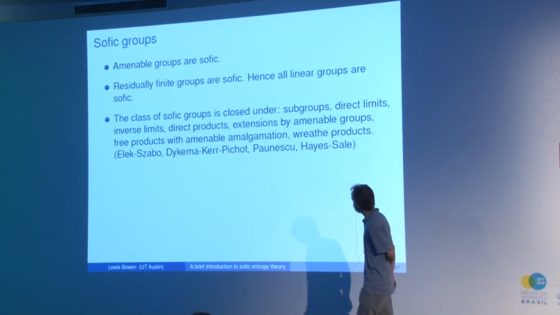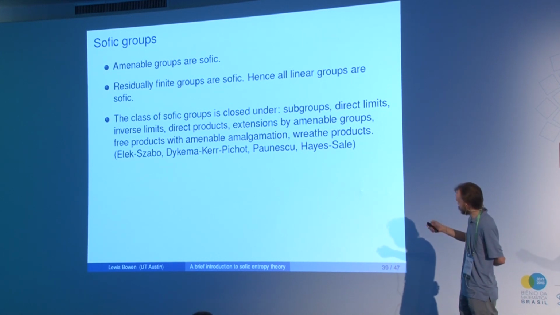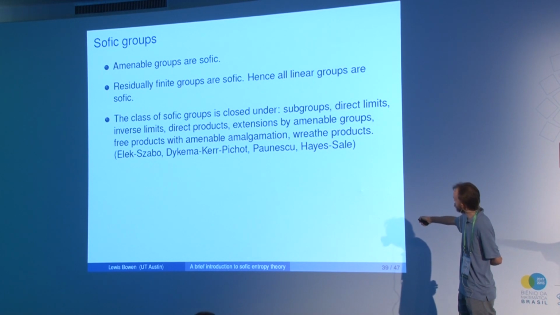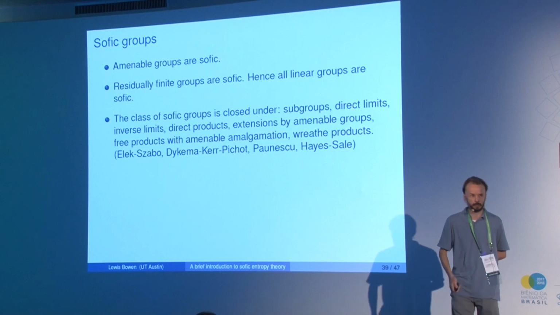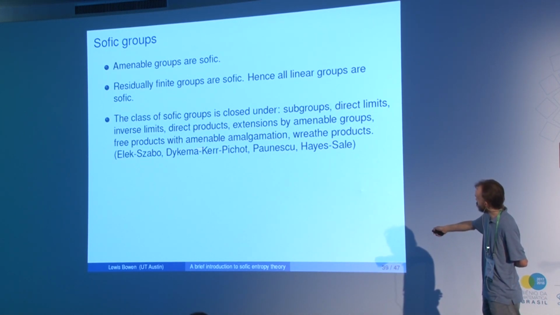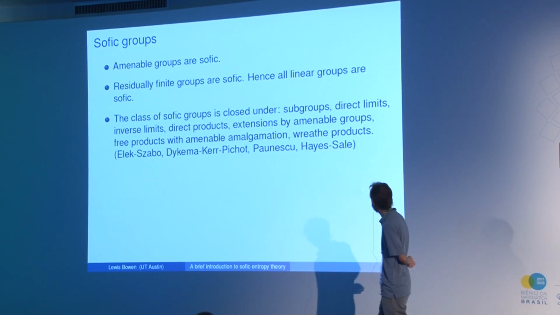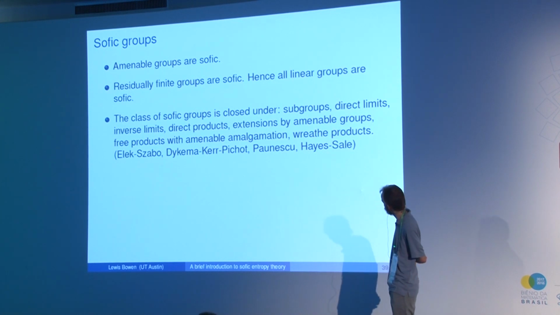And this class of Sofic groups is closed under many operations like subgroups, direct limits, inverse limits. Some of these are kind of exercises. Some of these results are very easy. Some of them are hard. Proving that free groups with amenable amalgamation is Sofic is a more difficult result that was proven by three groups of co-authors independently. Wreath products was done recently by Ben Hayes and Andrew Sale.